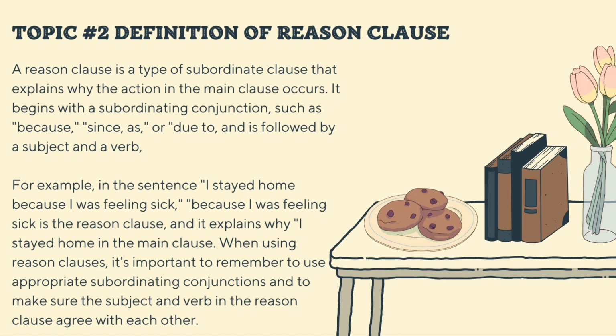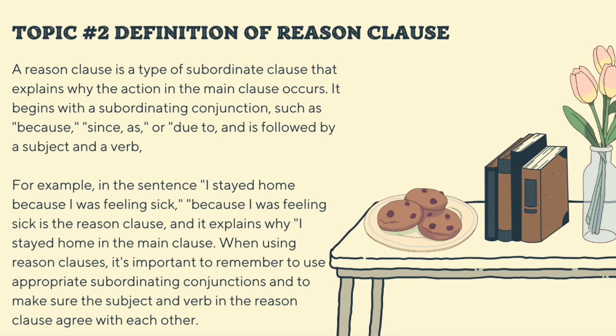Topic 2. Definition of reason clause. A reason clause is a type of subordinate clause that explains why the action in the main clause occurs. It begins with a subordinating conjunction such as because, since, as, or due to, and is followed by a subject and a verb. For example, in the sentence, I stayed home because I was feeling sick, because I was feeling sick is the reason clause, and it explains why I stayed home in the main clause.